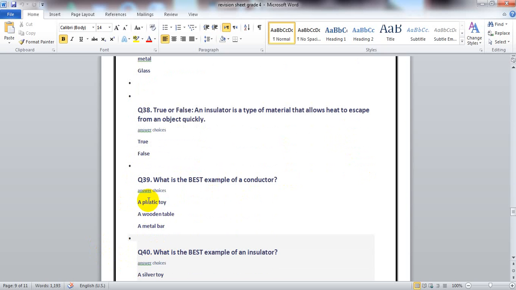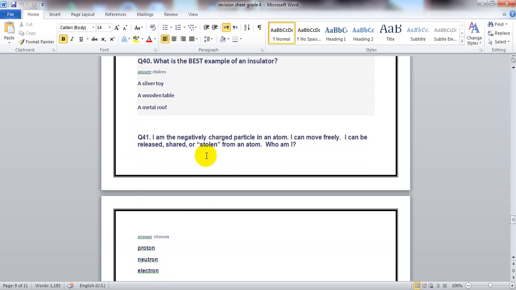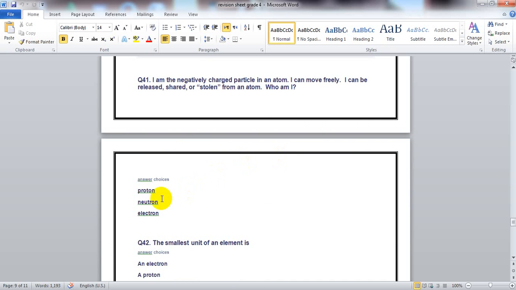Question number 39. What is the best example of a conductor? Yes, it's a metal bar. Question number 40. What is the best example of an insulator? Yes, it's a wooden table. Question number 41. I am a negatively charged particle in an atom. I can move freely. I can be released, shared, or stolen from an atom. Who am I? Do you know? Yes, of course, it's the electron.